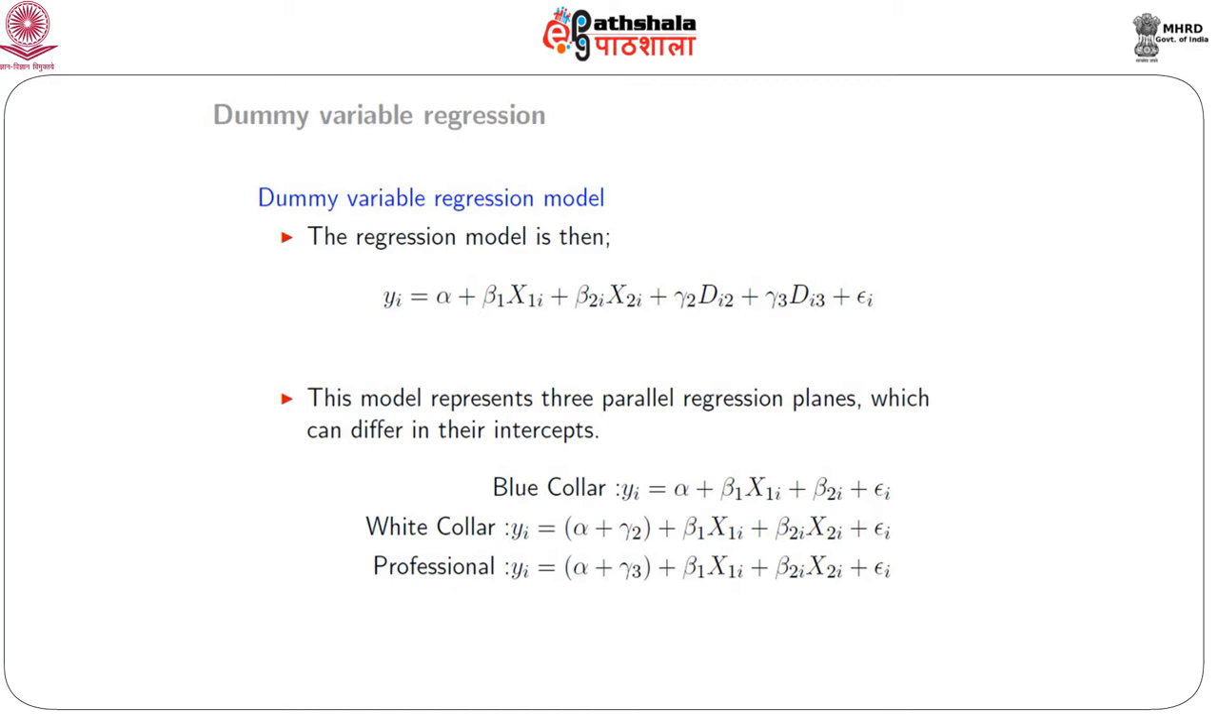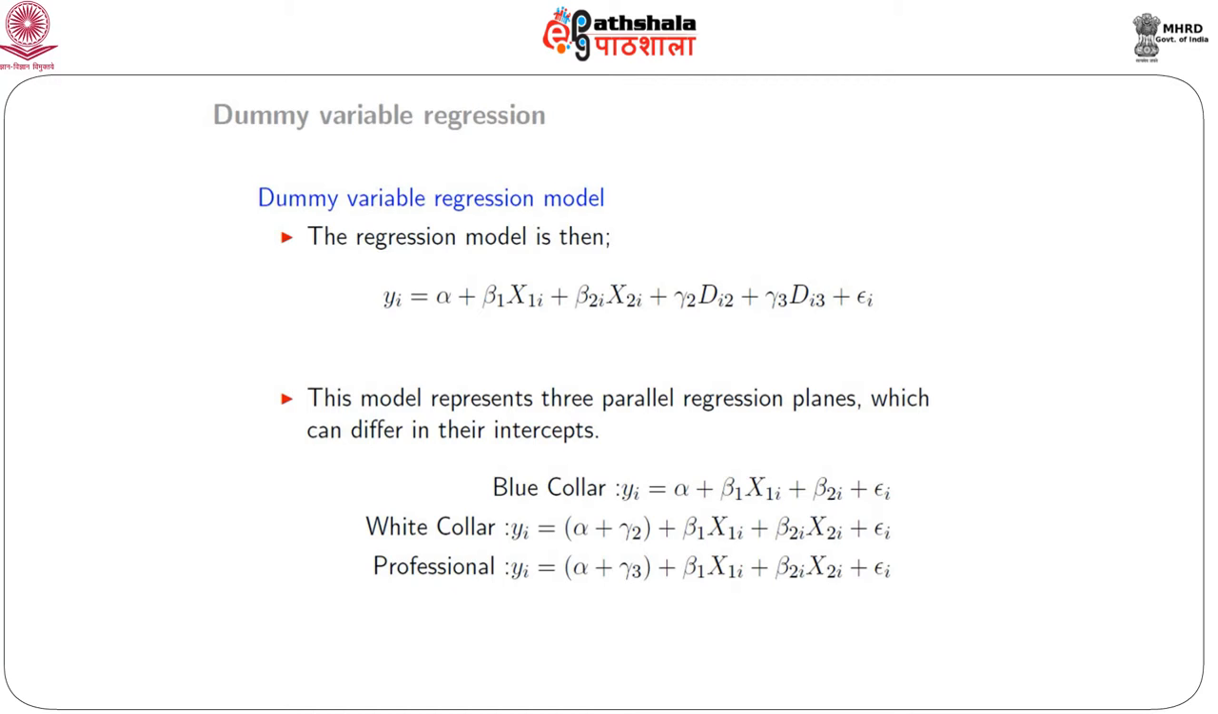For white collar, yi equals alpha plus gamma 2, which is the mu intercept, plus beta 1 xi1 plus beta 2 xi2 plus epsilon i. Similarly, for professionals and managerial positions, we have yi equals alpha plus gamma 3, which is now the mu intercept, plus beta 1 xi1 plus beta 2 xi2 plus epsilon i.